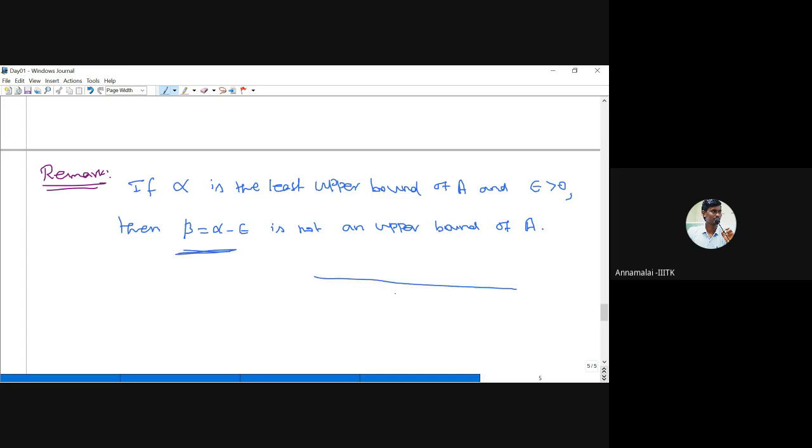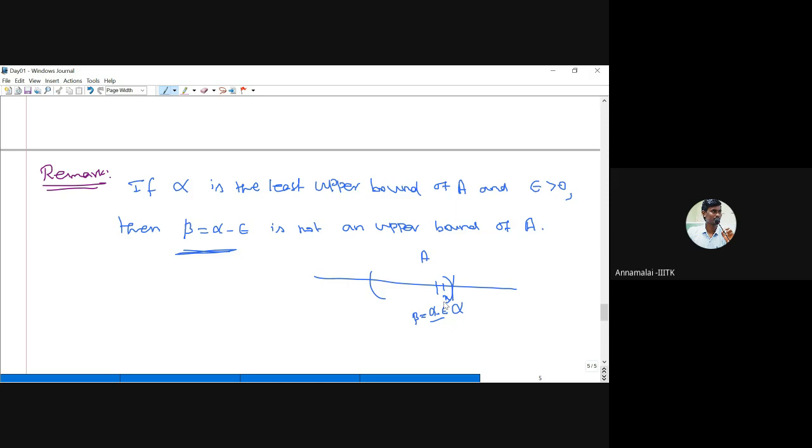Suppose we have a set A, so this is A, and suppose this is alpha. So alpha is the least upper bound. Among the upper bounds, alpha is the least one. Suppose I am subtracting some positive quantity, so therefore we get alpha minus some epsilon here. So this number is actually beta. So this beta is not an upper bound. So that means what? We can find an element x after this beta. We can find at least one element because it's not an upper bound. Okay, therefore at least we can find one element after this beta. Okay, therefore we have a least upper bound. If you subtract some positive quantity, the resulting number need not be an upper bound.